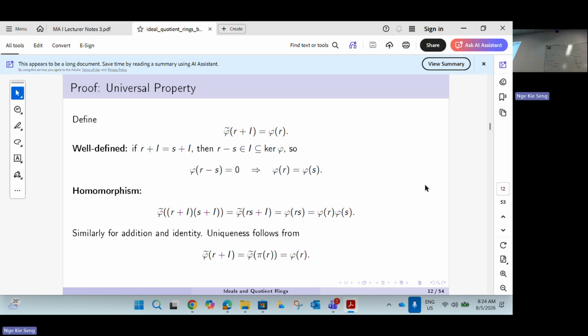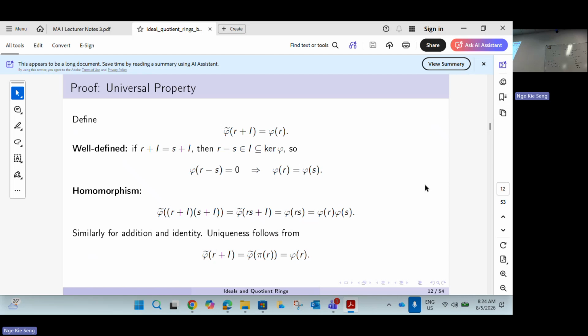Although what is written is not wrong, you should show well-defined for your phi tilde. So you should end up with phi tilde of r plus I because phi tilde of s plus I. You should take that. I already chose this, so that's the problem. So you shouldn't make them equal. I only know about phi, so you should use dot equals. The way of writing is confusing. Although the argument is okay, the writing is confusing.